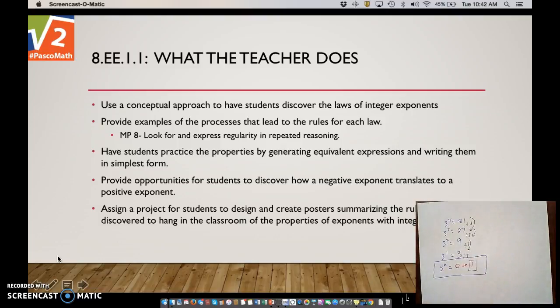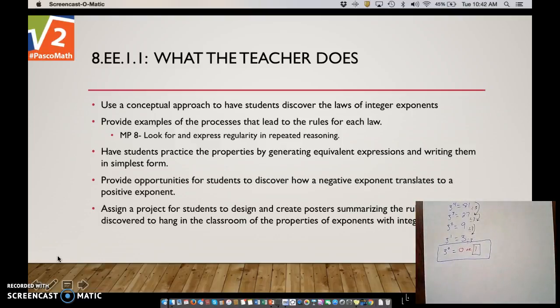Again, we just didn't tell them that. We had them discover it. And then we can also use this table to explore negative exponents. All right, well, we already addressed anything to the 0 power is 1.